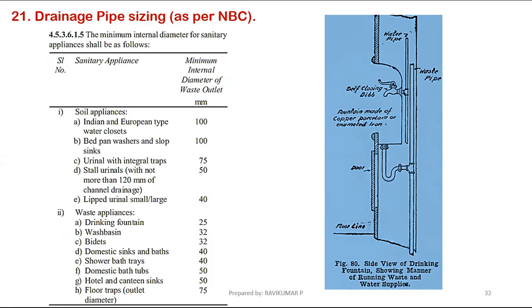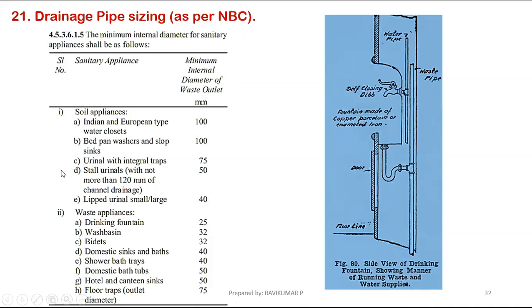So you have to calculate the header pipe size, main pipe size only, based on your flow rate with the Lining formula. That chapter we will take in some time. I think the 27th chapter we will take. So NBC 4.5.3.6.15: the minimum internal diameter for sanitary application shall be as follows.